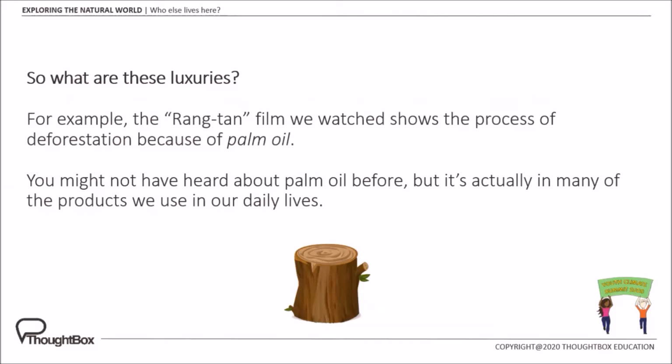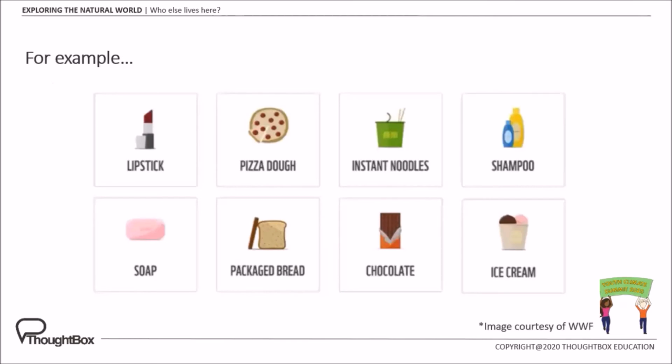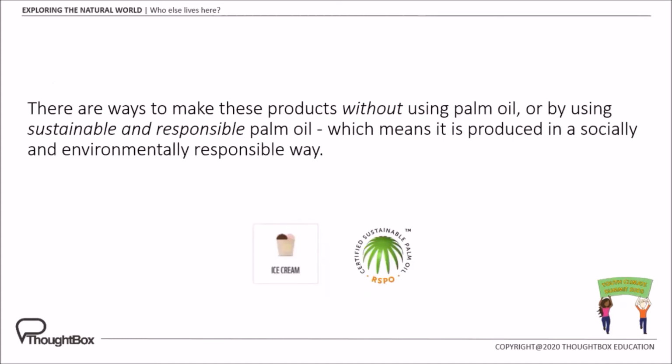You might not have heard about palm oil before, but it's actually in many of the products we use in our daily lives. For example, lipstick, pizza dough, instant noodles, shampoo, soap, packaged bread, chocolate, and even ice cream. There are many ways to make these products without using palm oil, or by using sustainable and responsible palm oil, which means it is produced in a socially and environmentally responsible way.